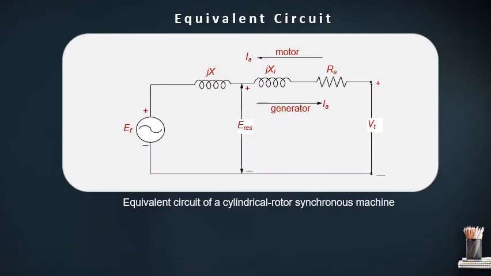So this is the equivalent circuit of a cylindrical rotor synchronous generator, where EF is called the induced voltage or supply voltage in this diagram and VT is called the terminal voltage. X represents the reactance of the circuit and RA is called the armature resistance. IA is known as the armature current. So this is the equivalent circuit of a cylindrical rotor synchronous generator.